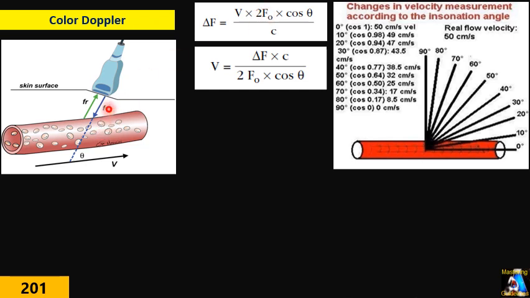But unfortunately, in vascular study, only in some specific locations can we make the sound wave parallel to the moving object, especially in the neck, almost at a specific spot. Otherwise, we cannot. There is always some angle between the moving object, blood, and the sound pulse wave.